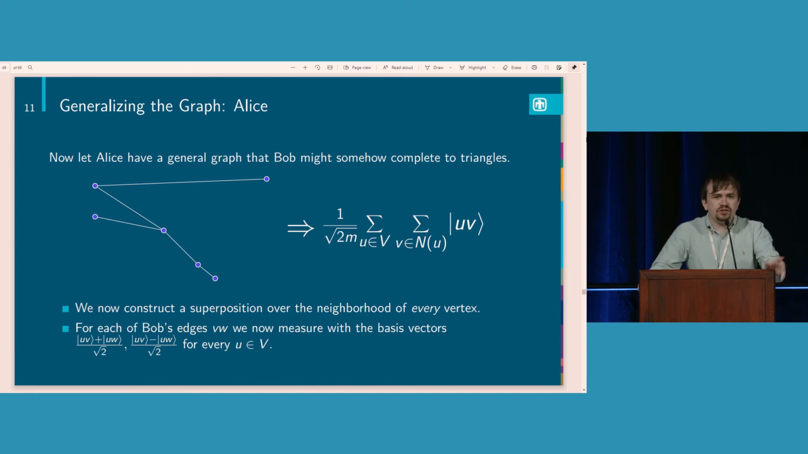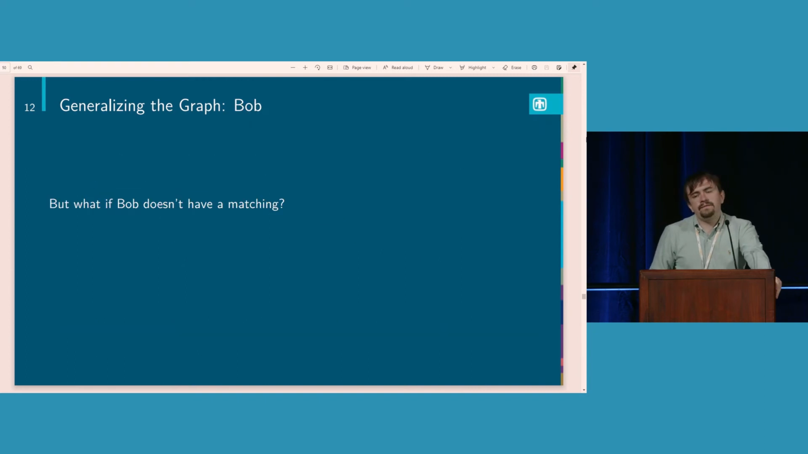So Alice's generalization turned out to go through pretty easily, but generalizing Bob's input is going to give us a little bit more trouble. Because even if we assume that Bob only just about doesn't have a matching, say he has just two edges that happen to share a vertex.